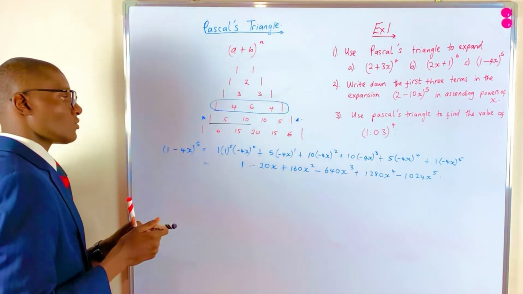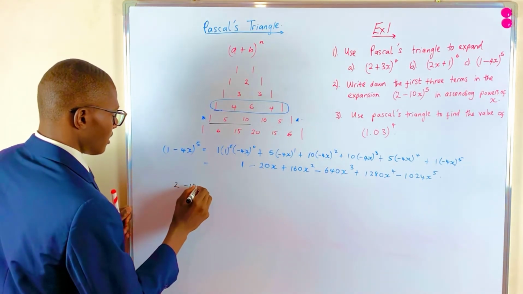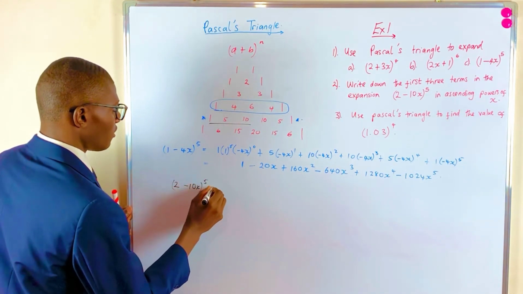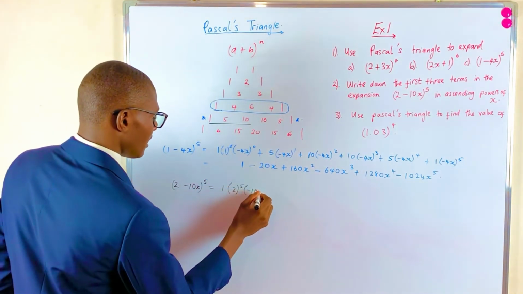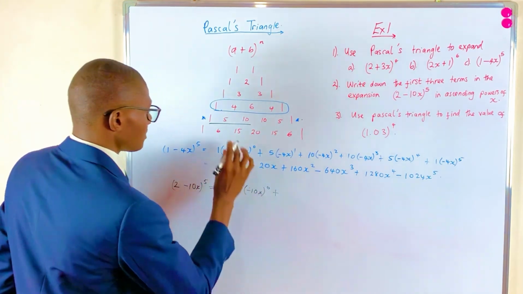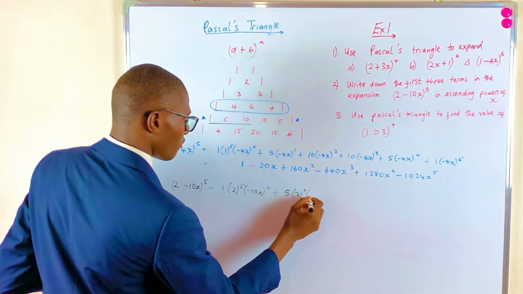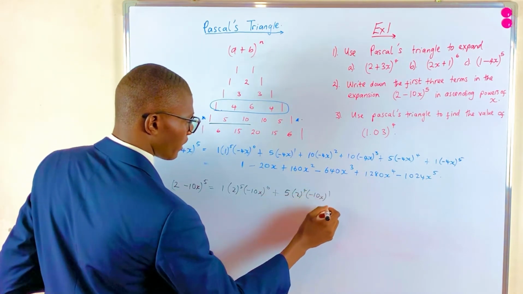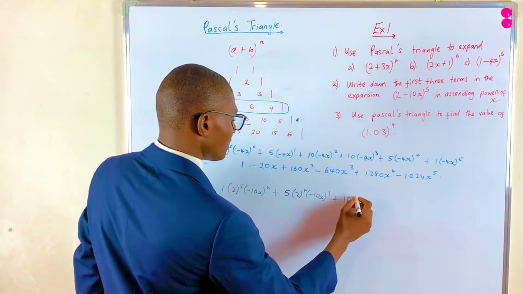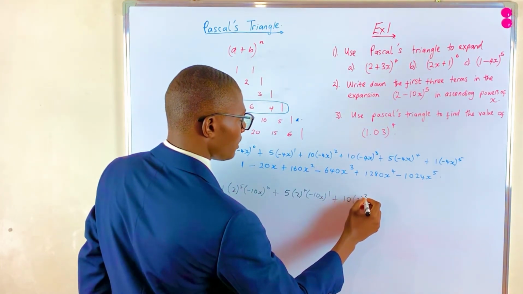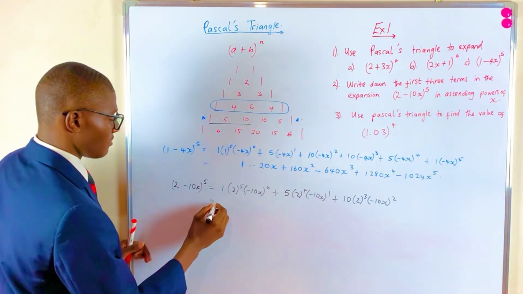Right. So for those coefficients, we're saying that 2 minus 10x raised to the power of 5 would be equal to 1 times 2 to the power of 5 minus 10x to the power of 0, plus 5 times 2 to the power of 4 minus 10x to the power of 1, and then plus 10 times 2 to the power of 3 minus 10x squared. And now we shall simplify this.